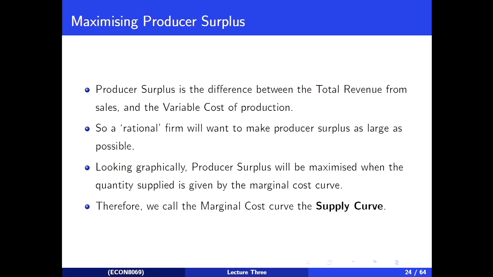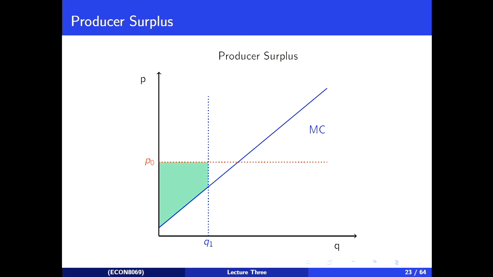So our rational firm wants to make producer surplus as large as they possibly can, and we can look graphically and see, as with demand, as with consumer surplus, producer surplus is maximized when the quantity supplied is given by this marginal cost curve. Here I can do better. If I face a price P0, I can do better than Q1, because if I produce a little bit more than Q1, then I get this extra little sliver of producer surplus. If I sell a little bit more again, I get this extra sliver of producer surplus.